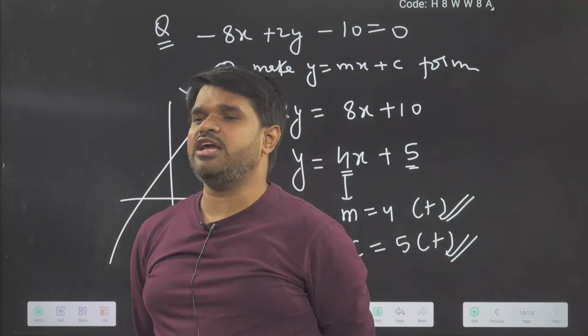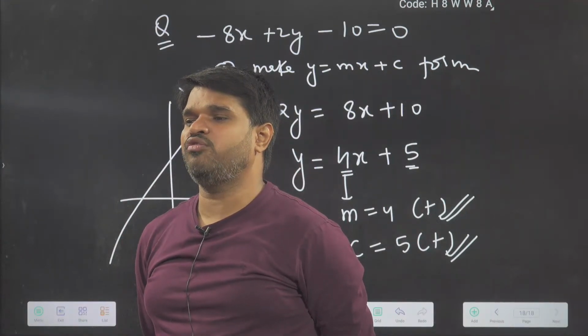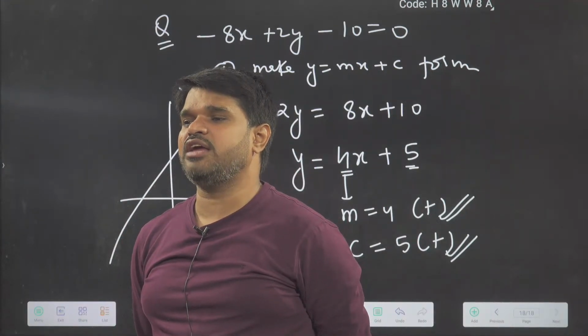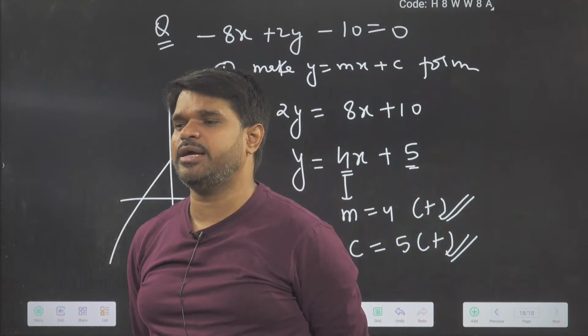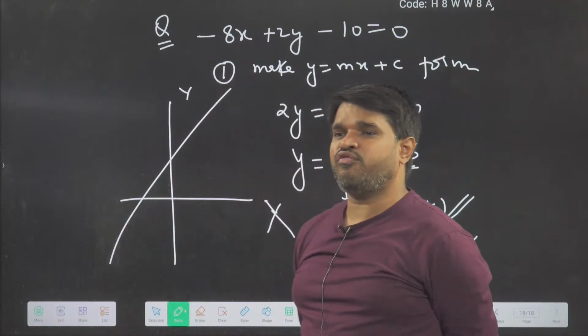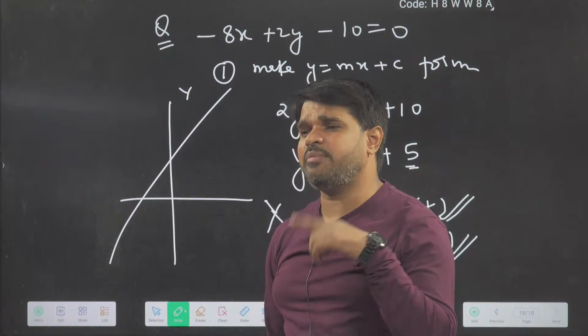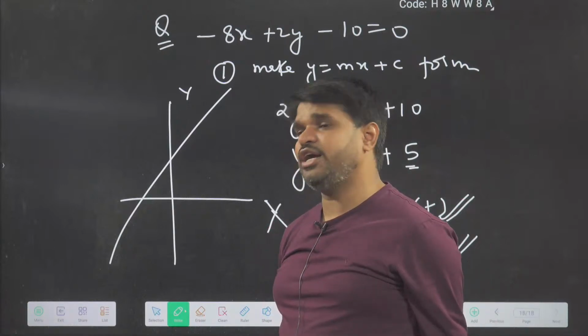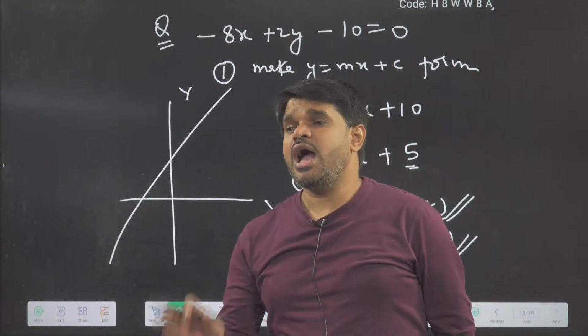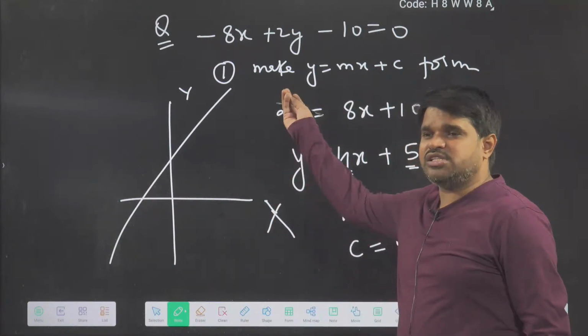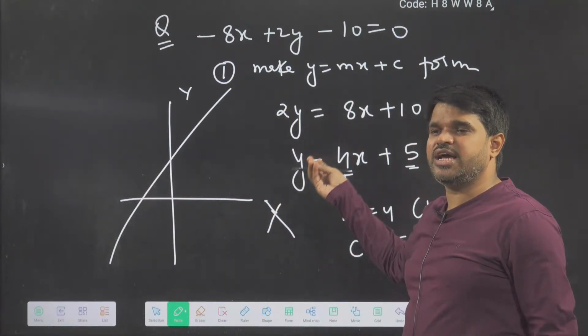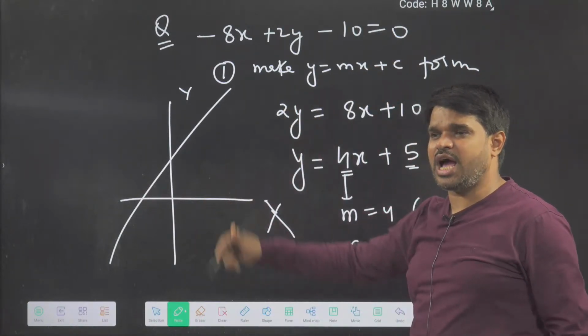So the last statement. Irrespective of what equation is given, I will always convert the equation into y equals mx plus c. After converting it into y equals mx plus c, I will see the slope and the y-axis intersection point. Based on that, I will draw the line.